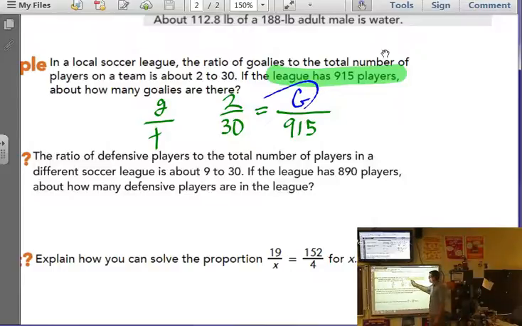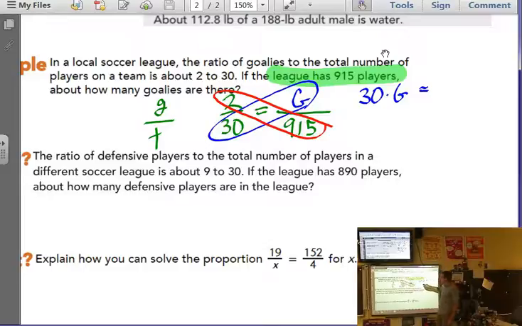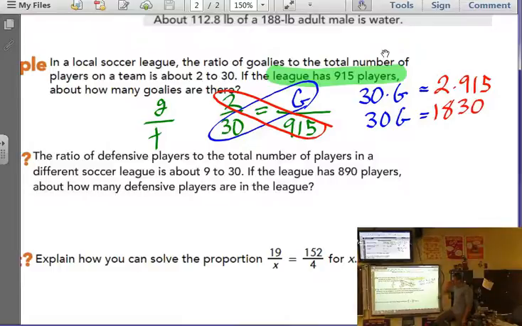I set up cross multiplication. 30 times G will equal 2 times 915. Do not skip steps. So 30G will now equal 1830. Julia, how do I get rid of that 30 in order to get G by itself?